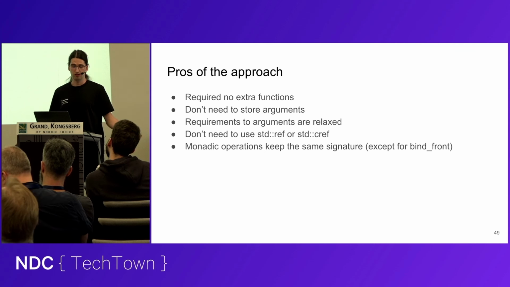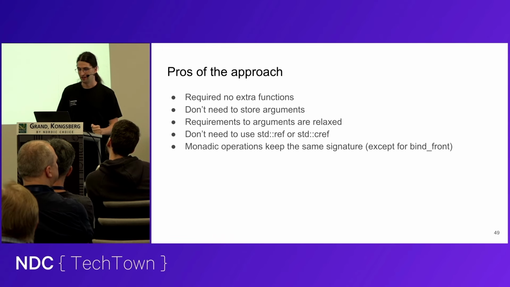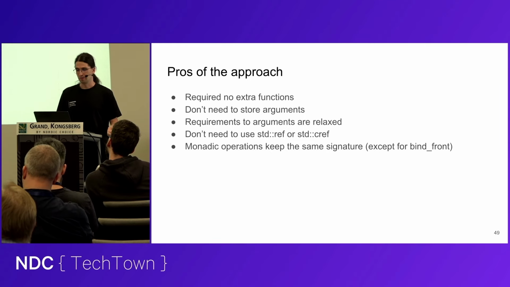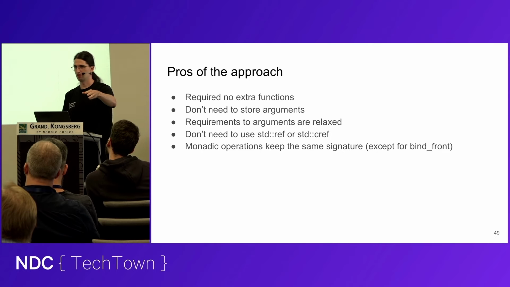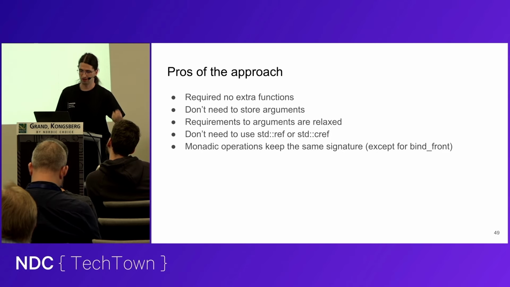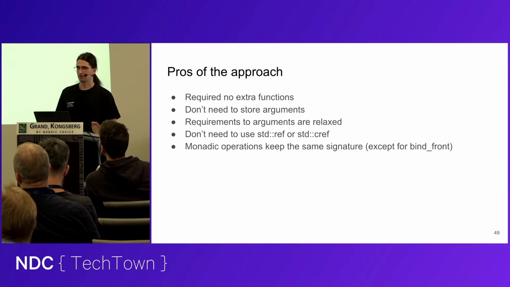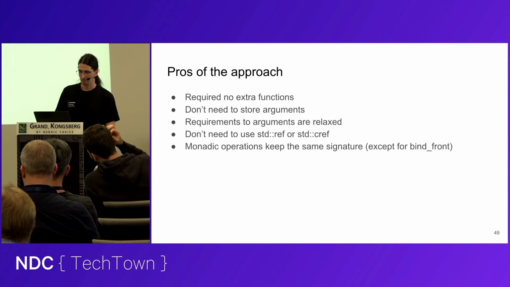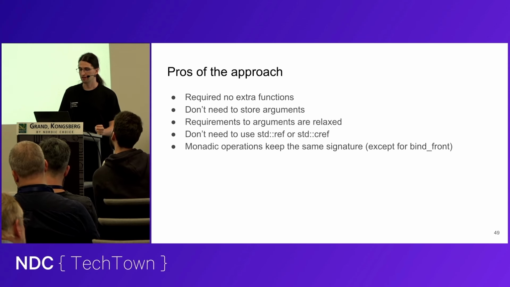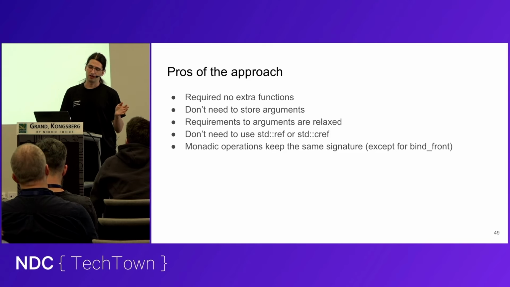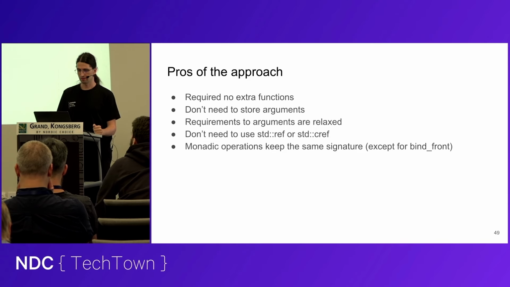So we don't really need extra functions, and we don't need to store arguments in intermediate storage and everything. The requirements for arguments are relaxed, right? If you pass in a reference and everything, it will just be forwarded to the function, which is very cool. And you invoke the function immediately anyway. You don't need to use std::ref, std::cref, or any other extra wrappers. And monadic operations can keep the same signature, except for bind front, but there are different approaches and techniques.